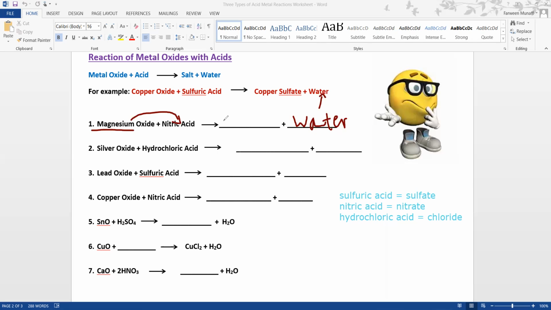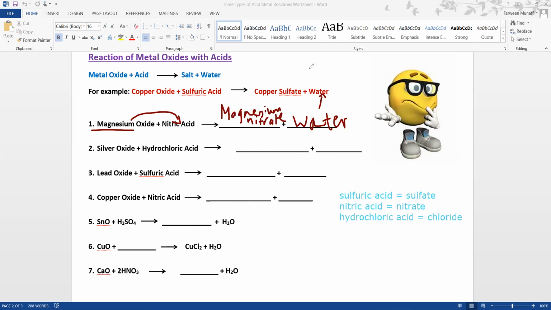Good, magnesium nitrate, excellent. So we're just going to write that there. Magnesium nitrate. Okay, we know it's nitrate because as per our formula, or as per our template, we know that when nitric acid is involved as a reactant, it produces the metal salt known as nitrate. Okay, good work. Let's move on to the next one.